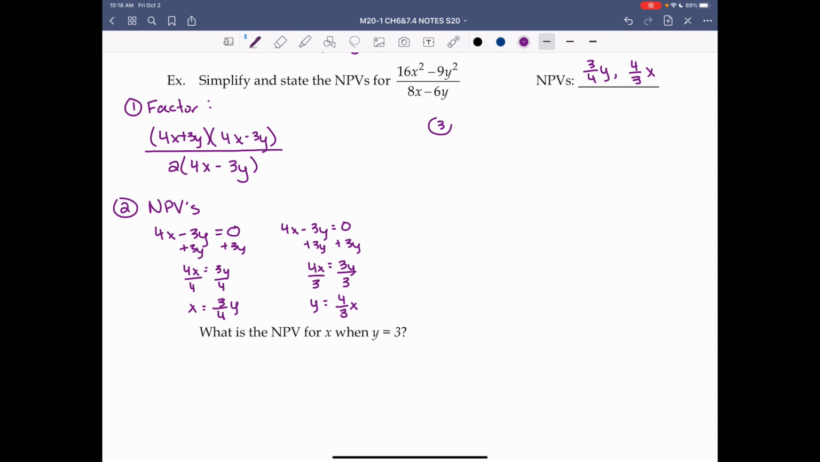Step 3, reduce our factored form, 4x plus 3y times 4x minus 3y over 2 times 4x minus 3y. We can divide out the common factors of 4x minus 3y. We are left with 4x plus 3y divided by 2.